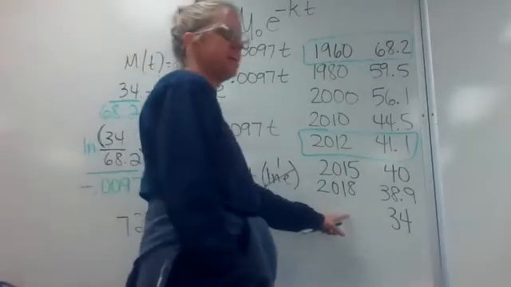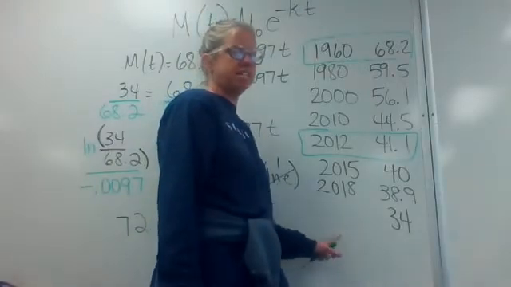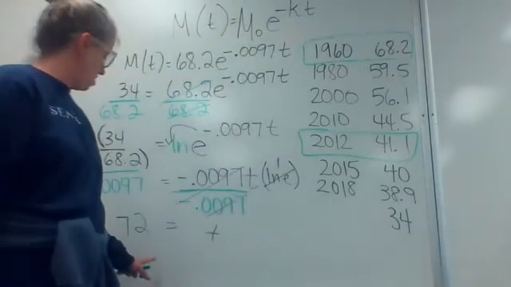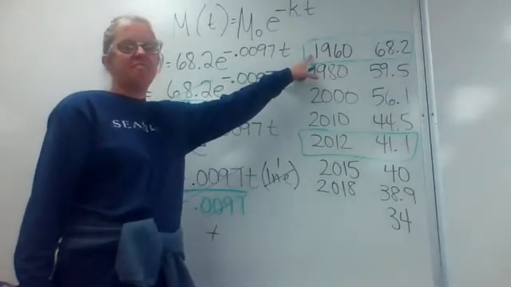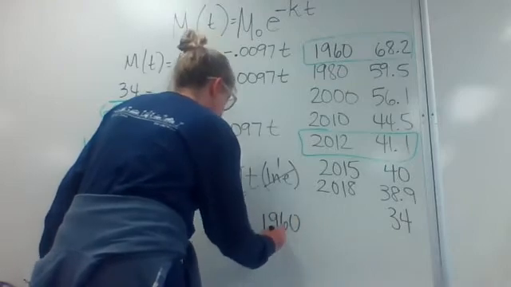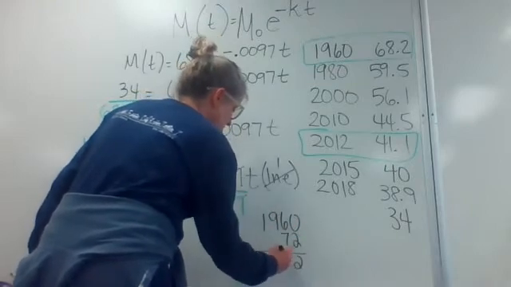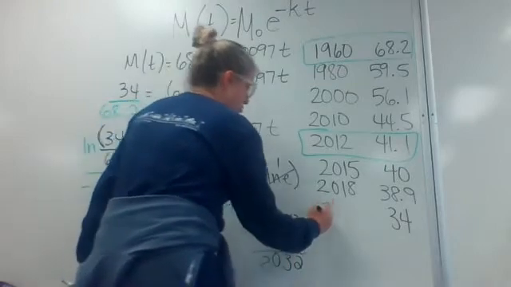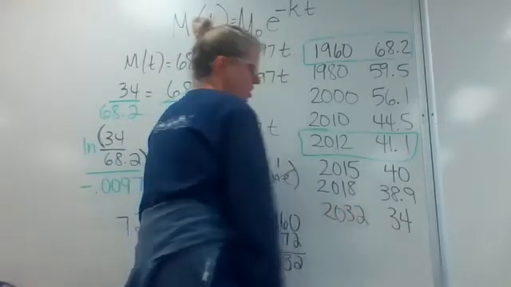That doesn't make sense for the year, right? It's asking what year. So what do I need to do? This represents the number of years after 1960. So I have 1960 plus 72. So it would be the year 2032.